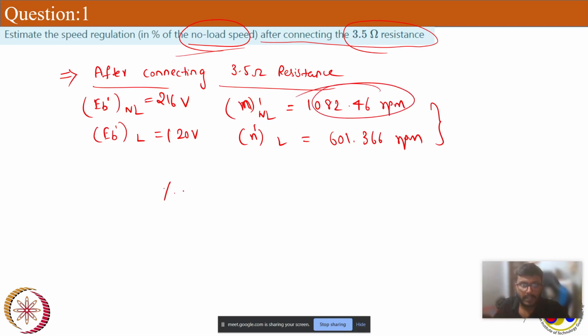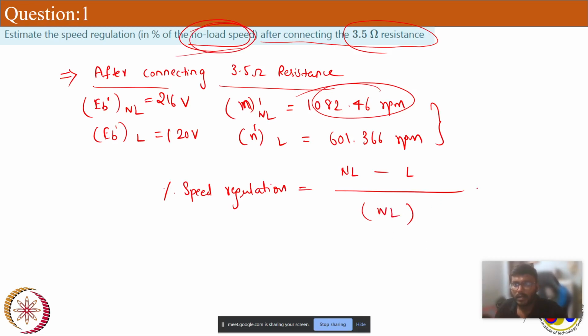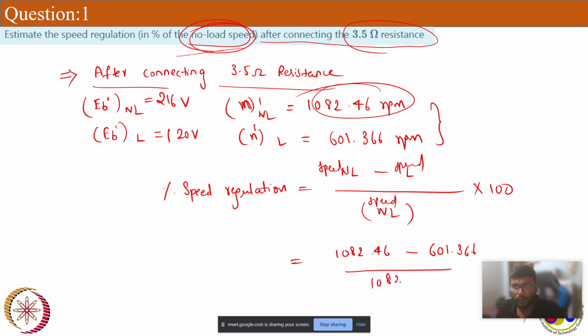It's simple. Percentage speed regulation is equal to no load speed minus on load speed, divided by, and the denominator is decided by the question only. He asked in terms of no load speed. So again no load speed, multiplied by 100. Both of these are speeds. So the no load speed here is 1082.46 rpm minus 601.366 rpm, divided by the no load speed, 1082.46, multiplied by 100.